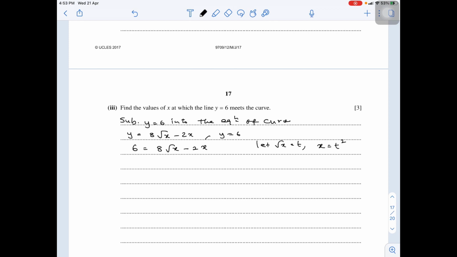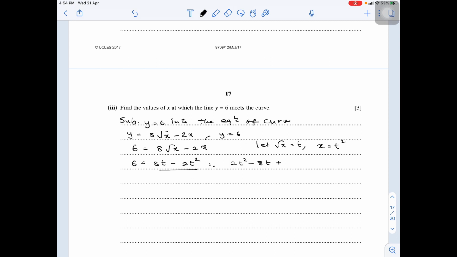Let root x be t. So x will be t squared. What is the point of doing this? I want to change it into a quadratic equation so that I can solve it. When it is in the form of a square root, it's difficult to work with, but it is easier when it is quadratic. We know quadratic equations since form 4, so we can use that. So that is 6 equals 8t minus 2t squared.